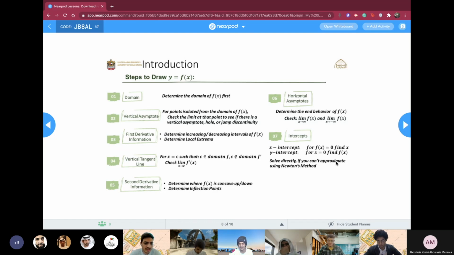Number 5, second derivative information. Determine where f of x is concave up or down. Determine inflection points. Number 6, horizontal asymptotes: determine the end behavior of f of x when x approaches infinity and minus infinity. Number 7, intercepts. X-intercept: set f of x equals 0 to find x. Y-intercept: set x equals 0, find f of x. Solve directly if you can, or approximate using Newton's method.